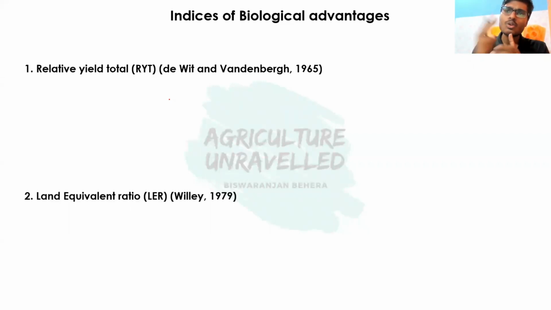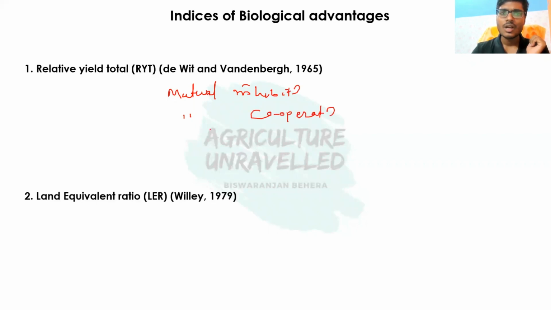When two crops are grown together, there may be three kinds of relationships between them. Those are mutual competition or mutual inhibition, we can say. Another one is mutual cooperation. And the last one is compensation.